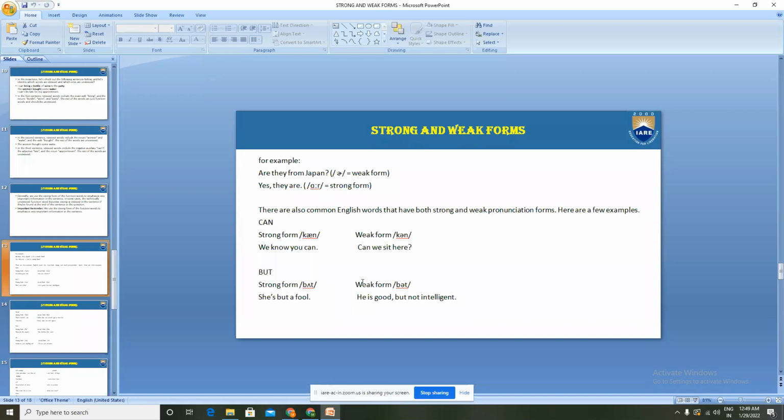Now, "She's a fool, but", actually it has to come at the end. By mistake, it's here. "She is a fool, but." So when it is at the last, we put stress. When it is in the middle, we don't put stress. So let us go with some other examples.